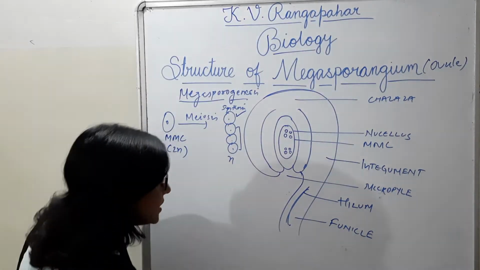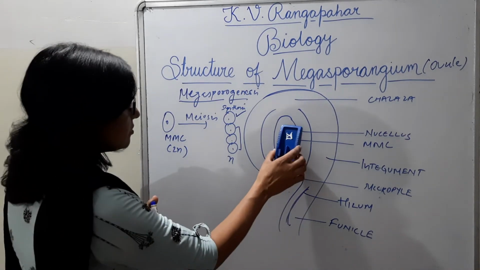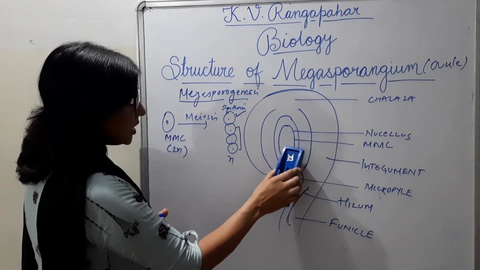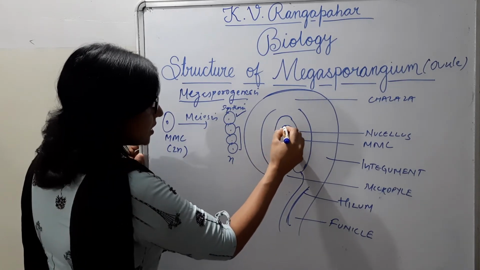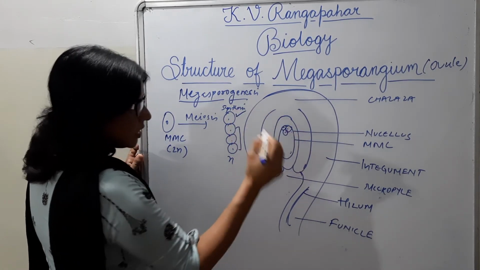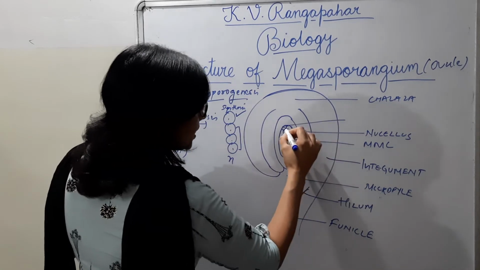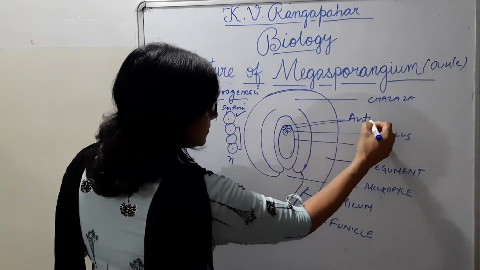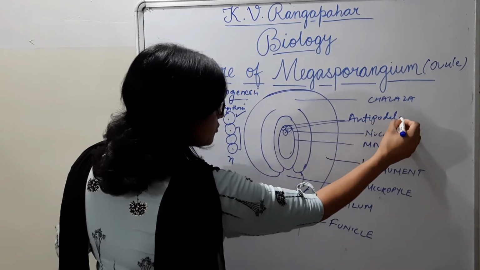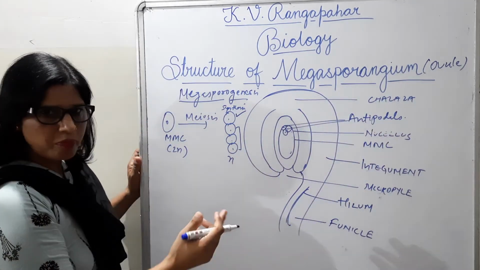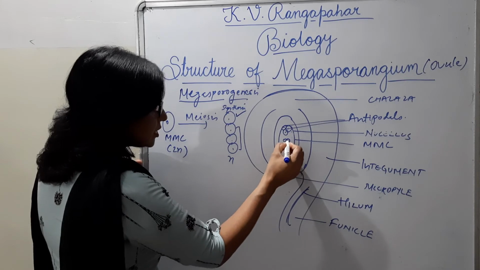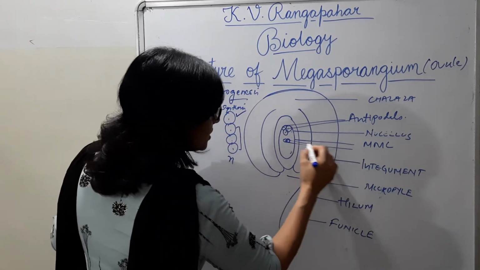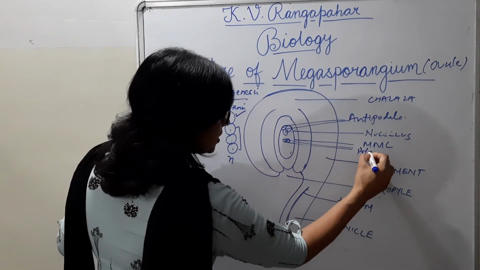Out of these 8 cells, they will arrange themselves in a systematic order, and the order is in this way. So 3 cells will arrange at the chalazal end, and these 3 cells are called as antipodals. So these 3 cells will after fertilization degenerate because they will be of no use now. At the center there is presence of 2 cells, and these 2 cells are called as polar nuclei.